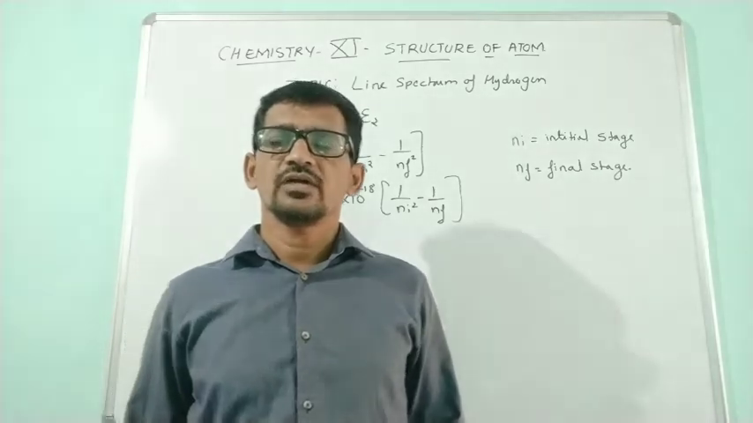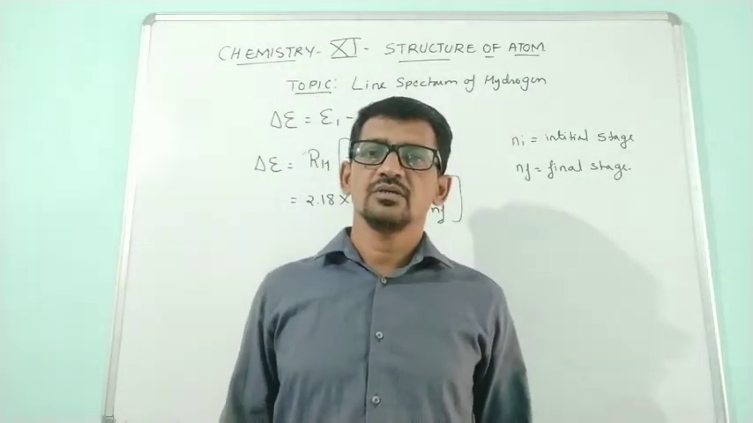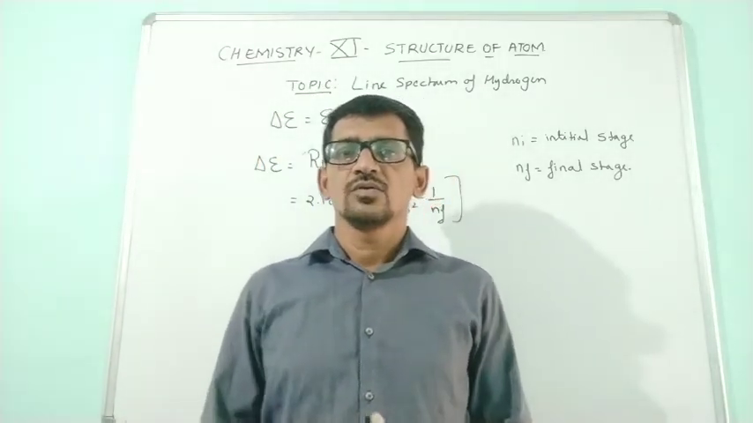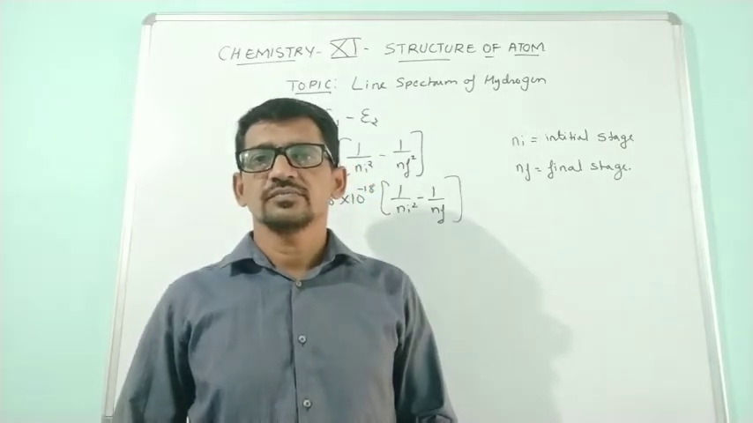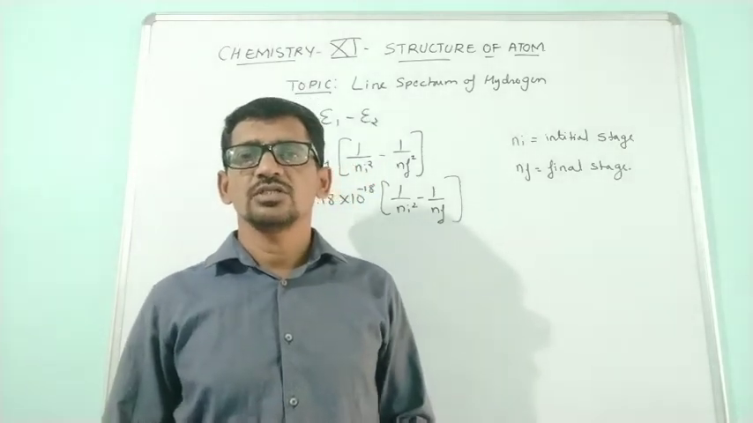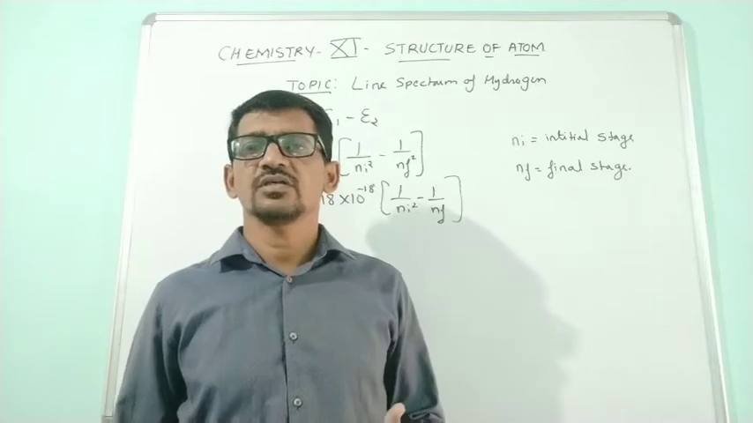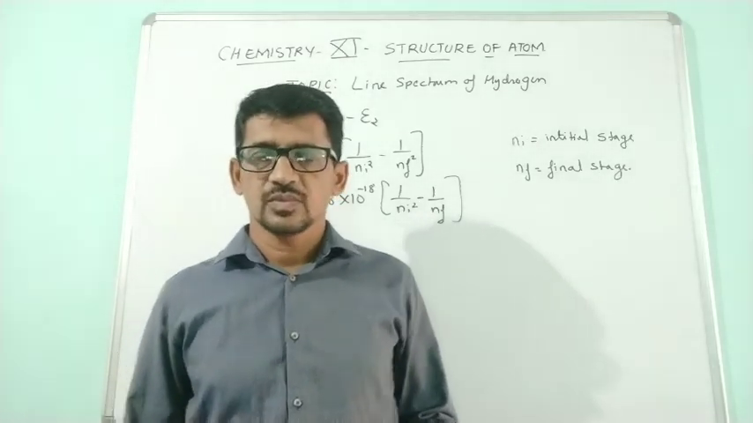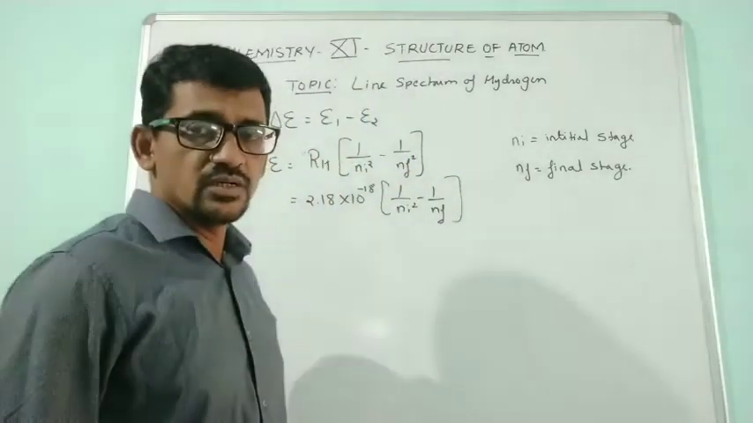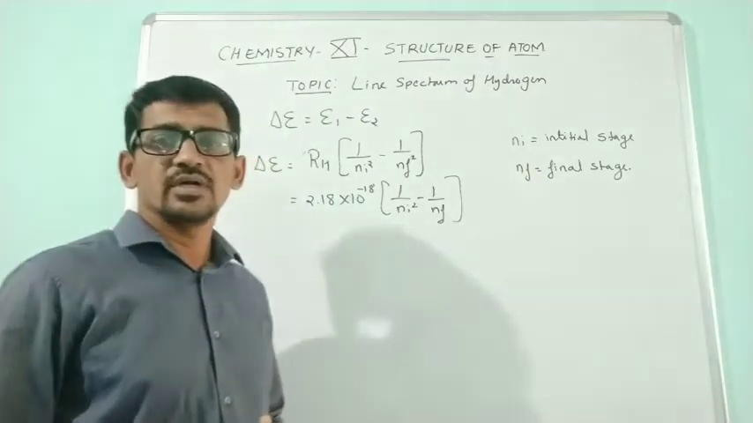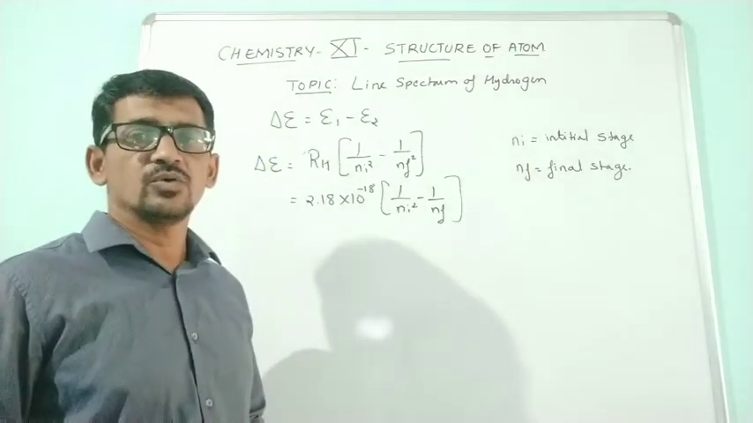In the chapter Structure of Atom in chemistry, we have discussed the various energy states. Now we discuss the hydrogen spectrum. In the hydrogen spectrum, we discuss the line spectrum. There are different orbitals in an atom of hydrogen.